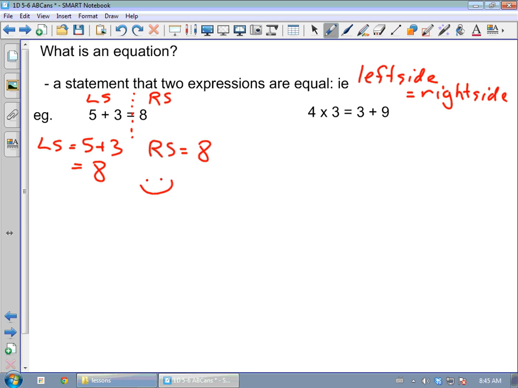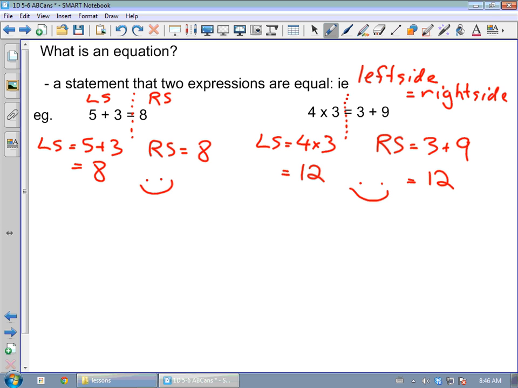So we got another example over here. Again, we can divide this into a left side and a right side. Okay. Our left side over here is 4 times 3, which we can evaluate to 12. Our right side is 3 plus 9, which is also 12. And again, we're happy because our left side and our right side are the same.